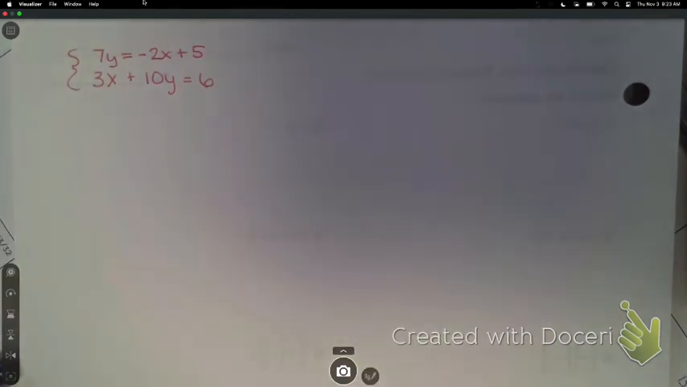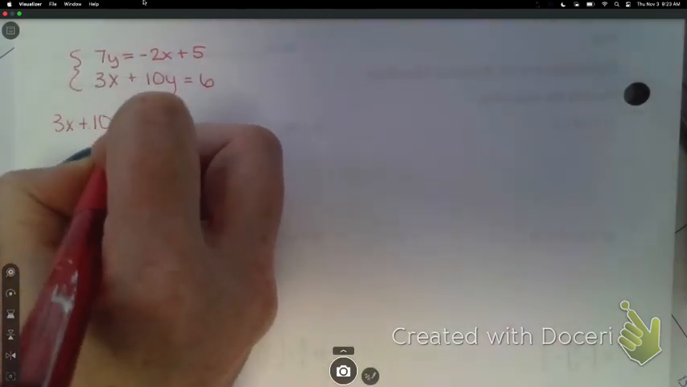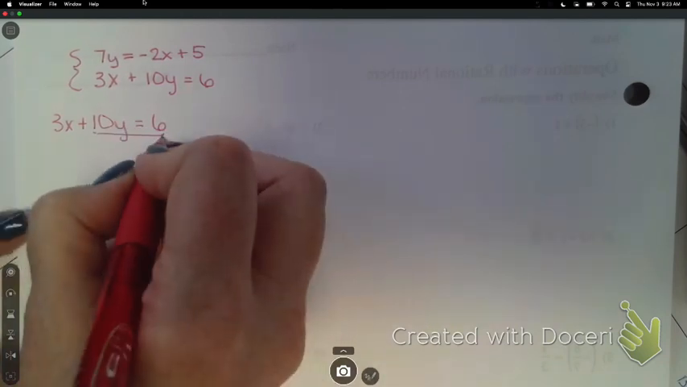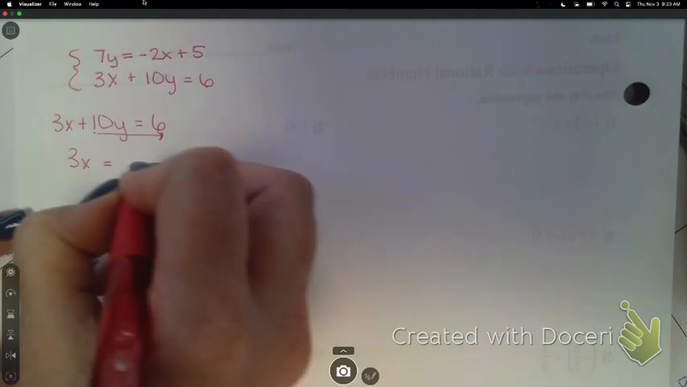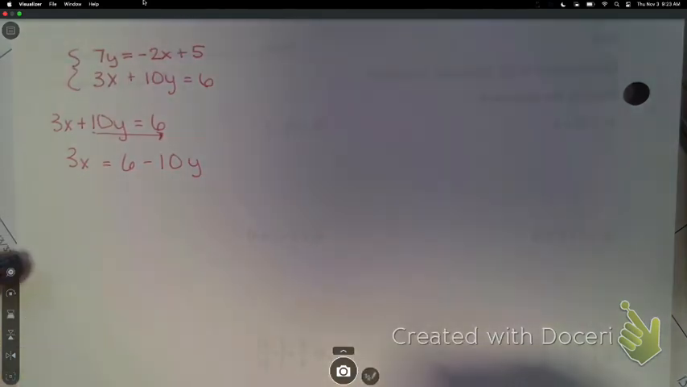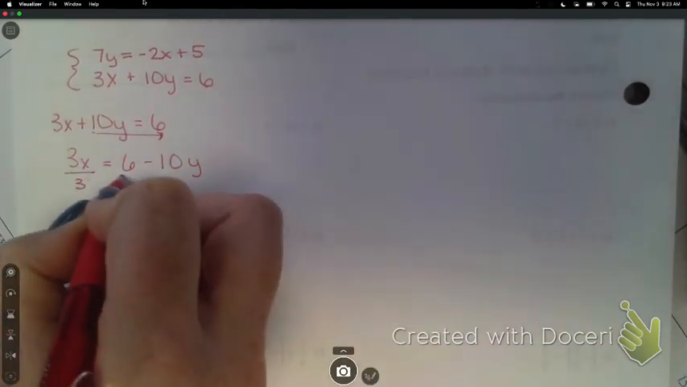Okay, so what do you guys want to solve for? Which equation and which variable? Bottom x. Y'all good with bottom x? Yeah. Okay, so I have 3x plus 10y equals 6. So I have to subtract the 10y over. So 3x equals 6 minus 10y. And then I have to divide everything by 3.